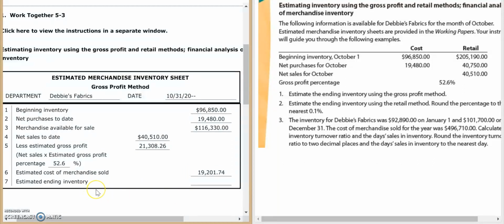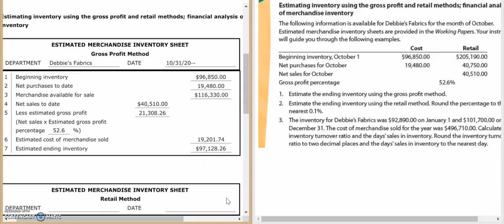And so to estimate our ending inventory, we take our merchandise available for sale and subtract out our estimated cost of merchandise sold, and that gives us a total of $97,128.26. And that is our gross profit method of estimating ending inventory. Again, like I said, it is not a for sure thing because it is an estimate. That percentage might not be accurate for that year, so that is a risk you run when you choose not to have a perpetual system, which would allow you to do FIFO, LIFO, or weighted average.